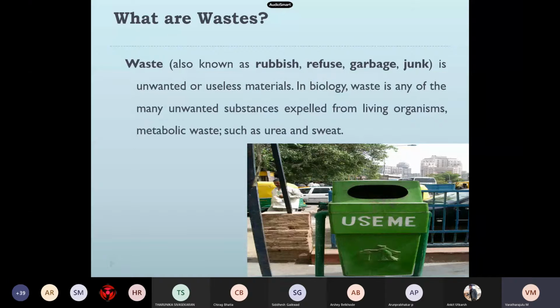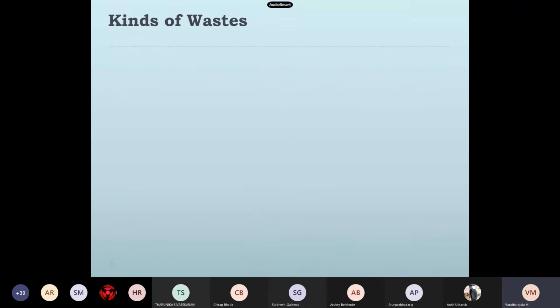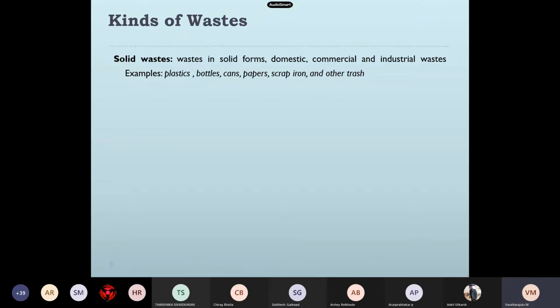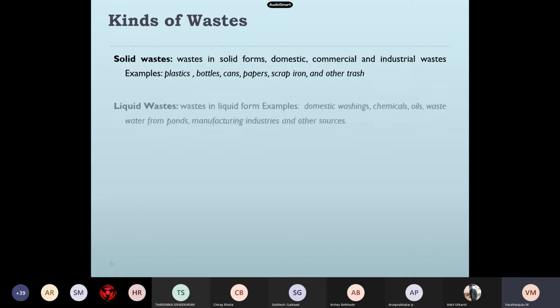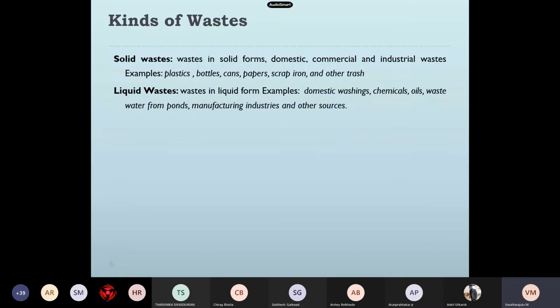That is solid waste, waste in solid form: domestic, commercial, and industrial wastes, whether plastic bottles, cans, papers, scrap iron, and other trash. And liquid waste, waste in liquid form: domestic washing, chemicals, oils, wastewater from ponds. How did the pond water become wastewater? That is a different discussion. Anyway, we will continue this session, and if feasible, we will discuss how pond water became wastewater.